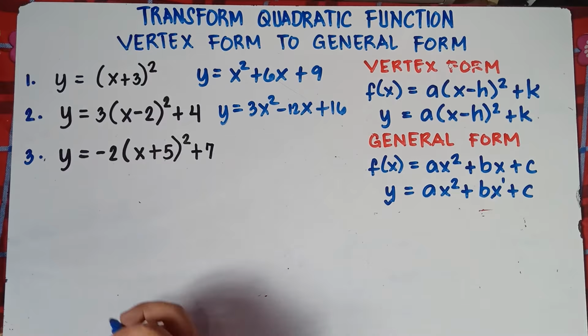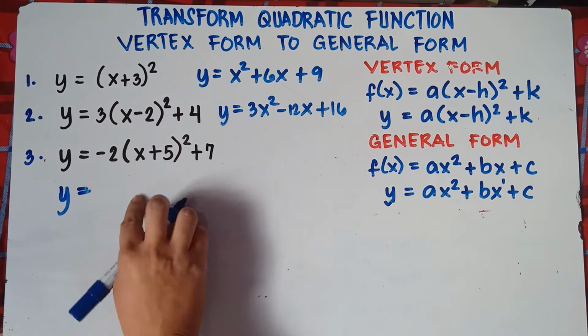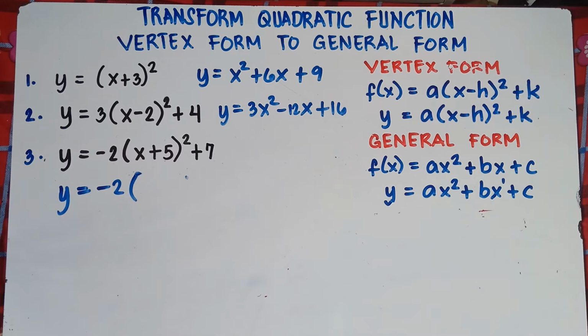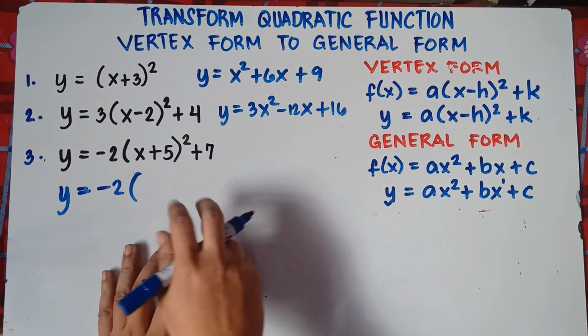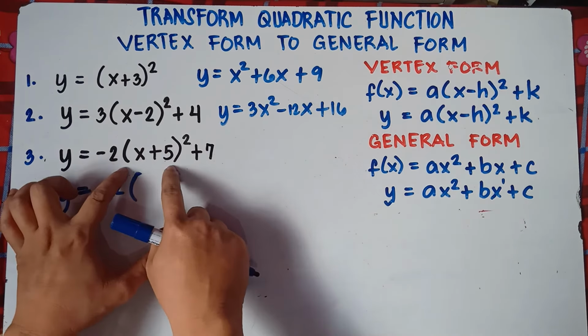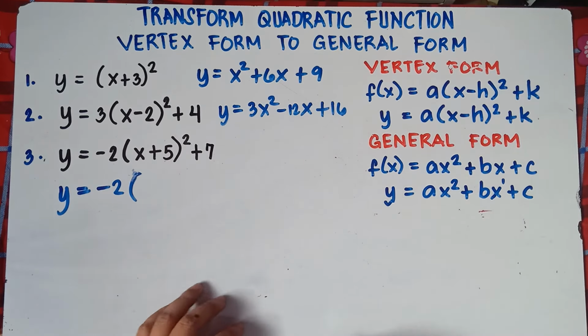So copy the equation. This will be y equals, so copy negative 2. Then we simplify this one, class: x plus 5 quantity squared. Once again, do not multiply negative 2 on this equation. It should be parentheses, exponent. So you simplify this one first, x plus 5 quantity squared.